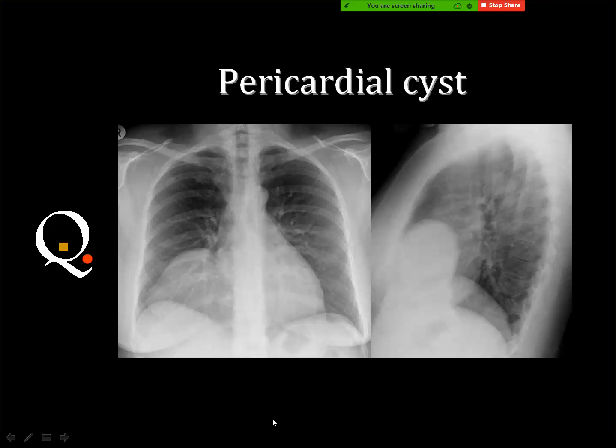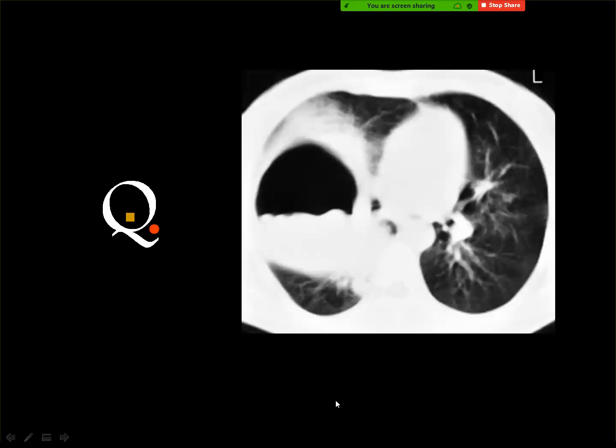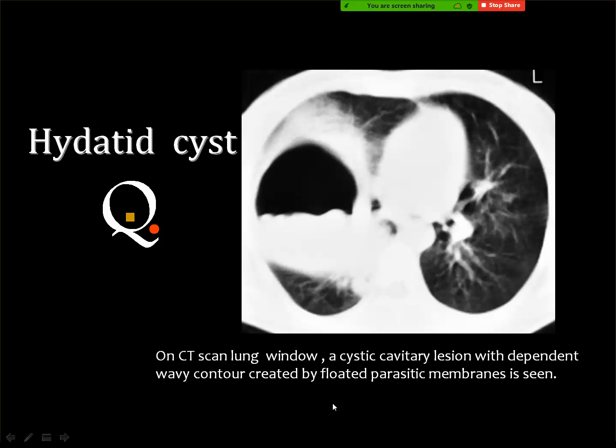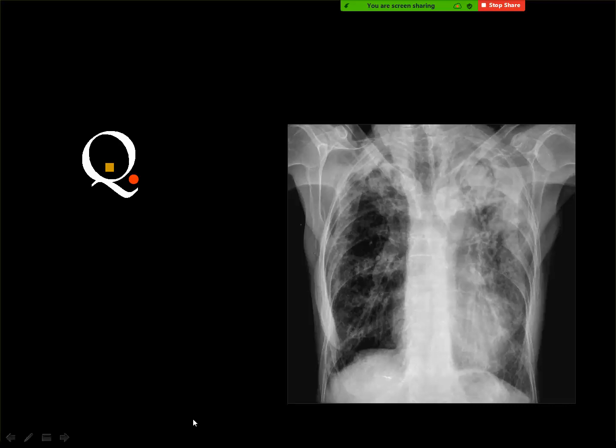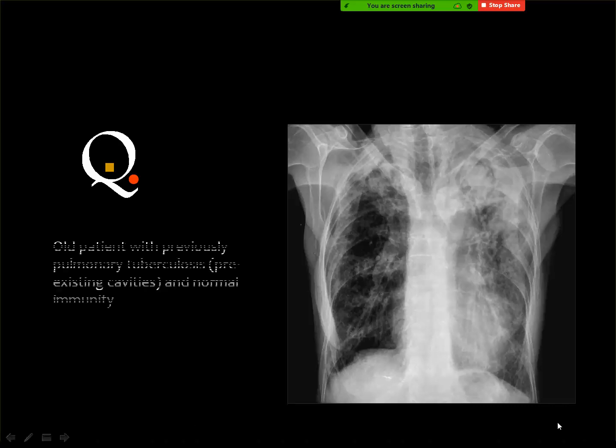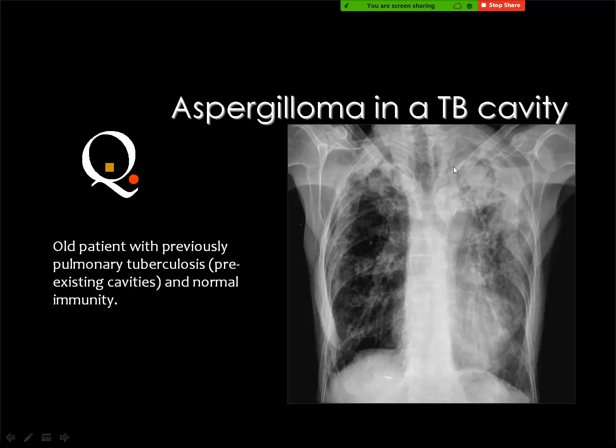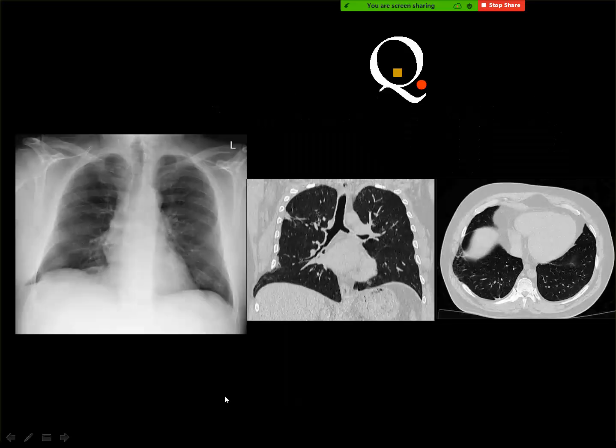Pericardial cyst. Very good. This is a pleuropericardial cyst, the usual classic location for this benign cystic lesion. Ruptured hydatid with the classic water lily sign. Fungal ball in the left upper lobe. Very good.